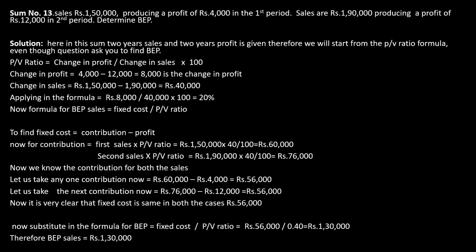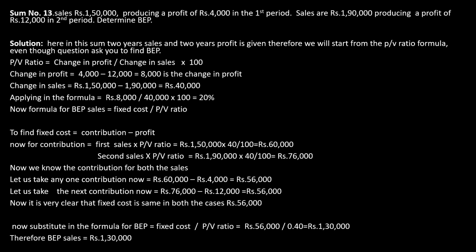Then let me check whether I get the same amount using the second sale, the second contribution. The second contribution is 76,000. When I use the second contribution, I will use the second profit, not the first profit. So 76,000 minus 12,000 will give me 56,000 again. So whatever the sale, whatever the contribution, my fixed cost is going to be the same. There is no change in my fixed cost.